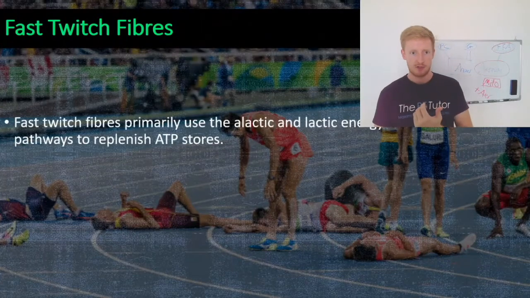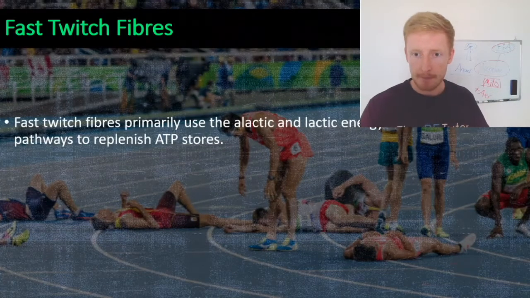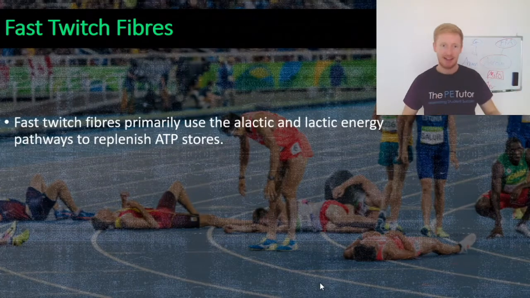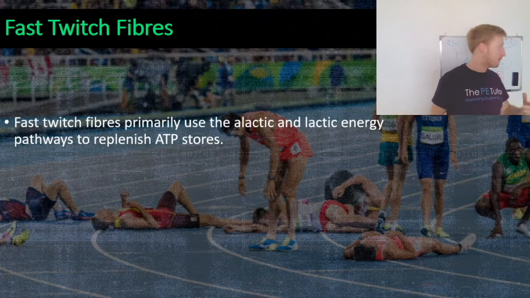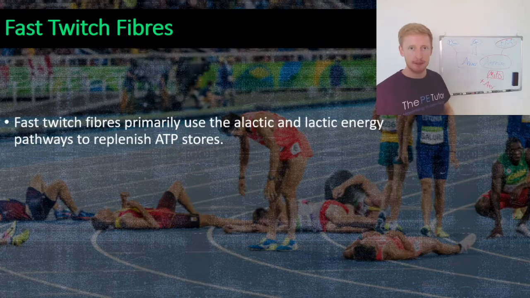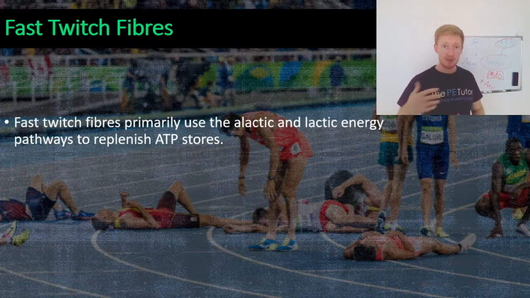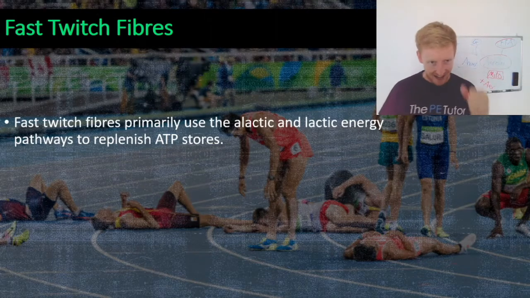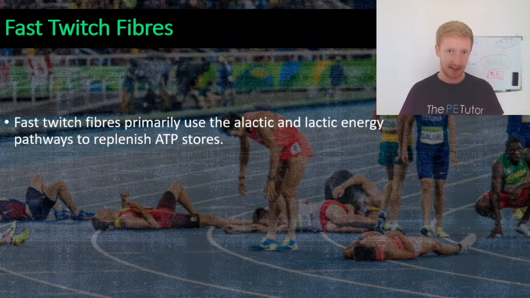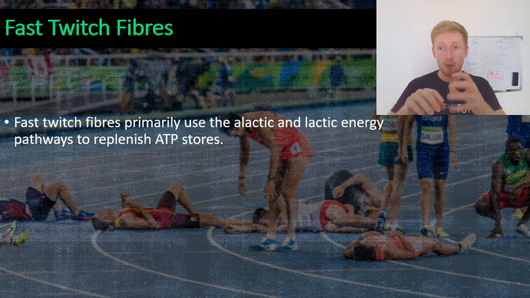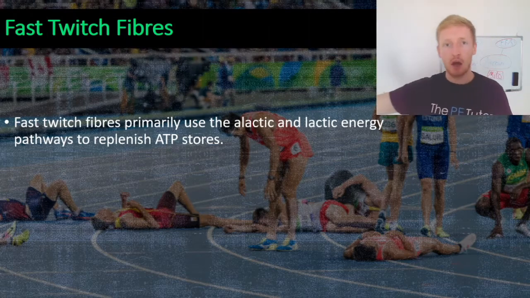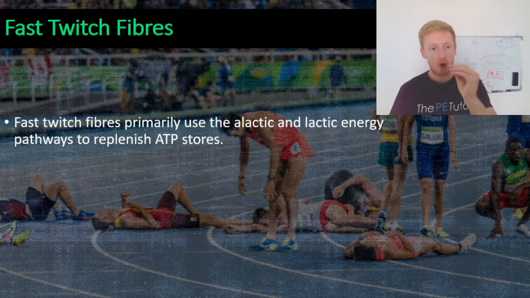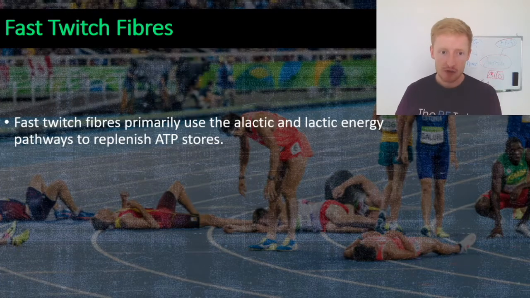Fast twitch fibres. So fast twitch fibres, alactic and lactic energy. Now alactic is our first stage using phosphocreatine, where we can produce ATP and we're not producing lactic acid. So alactic, the absence of lactic acid production. Lactic energy is when we produce ATP, but lactic acid is, unfortunately, a byproduct.